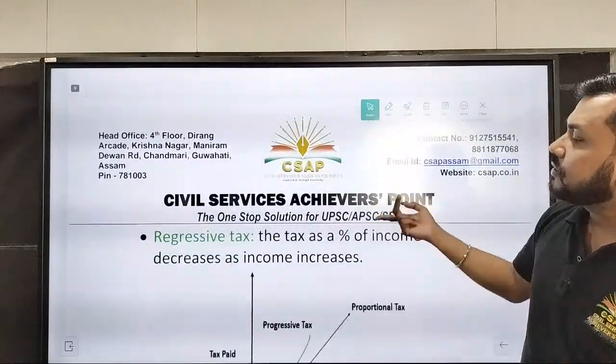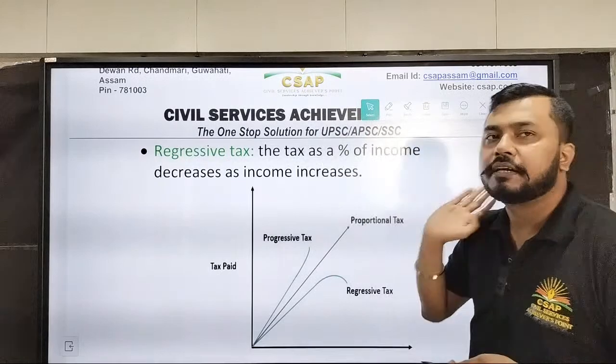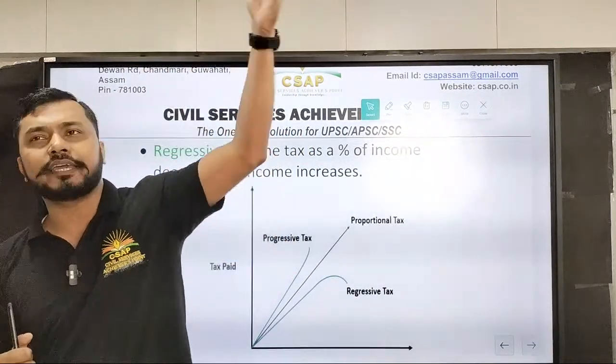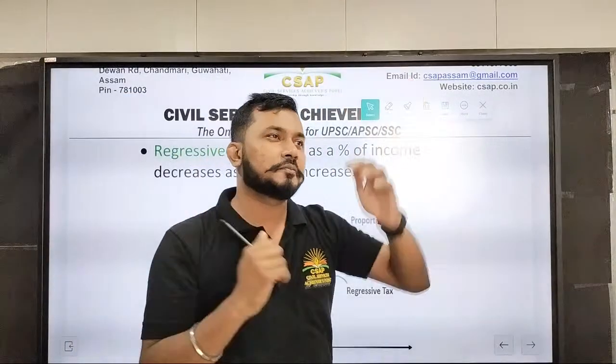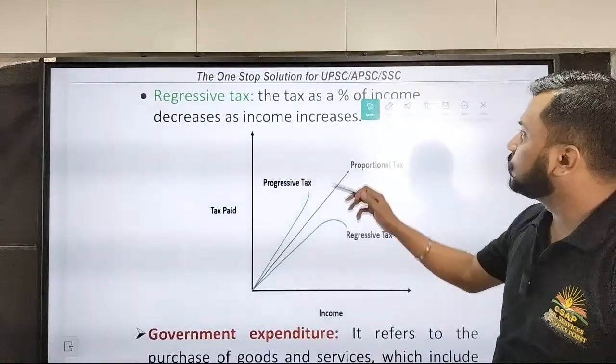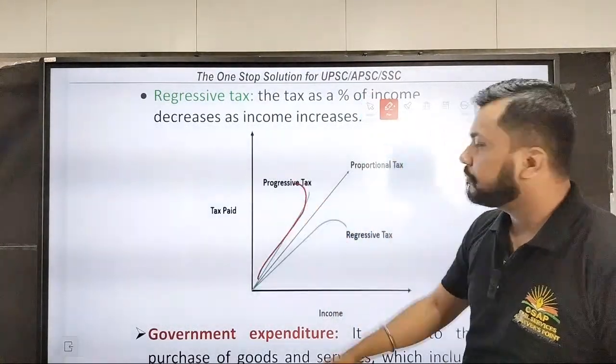Next, regressive tax. Tax as a percent of income decreases as income increases. Even if more money is coming in, more income, more salary, but the tax keeps going down. That is known as regressive tax. So here we can understand progressive tax, regressive tax, and proportional tax. This one is a progressive tax, it keeps going up.